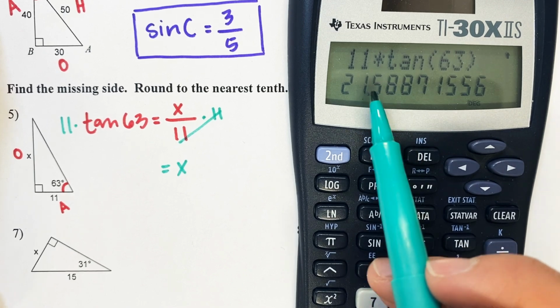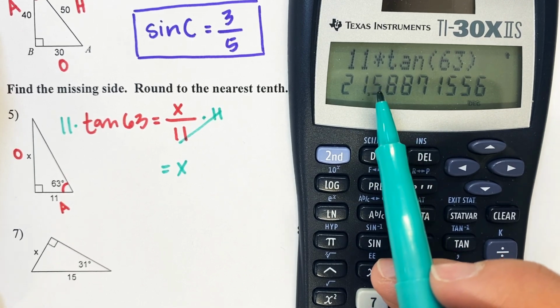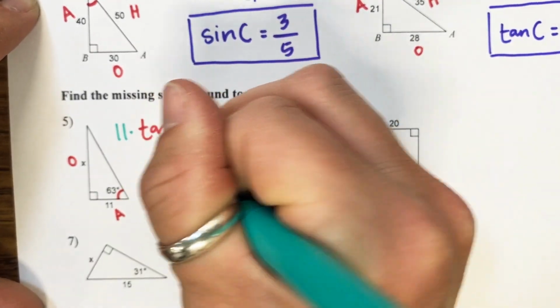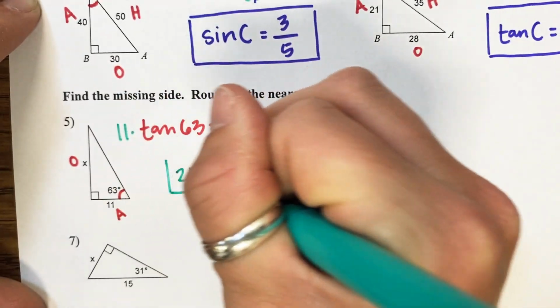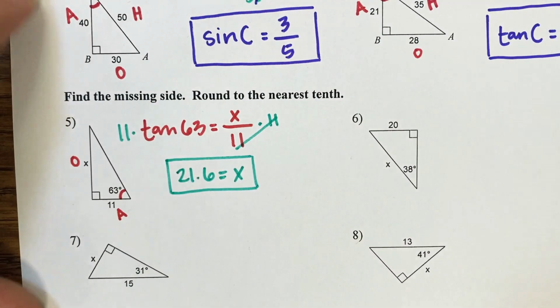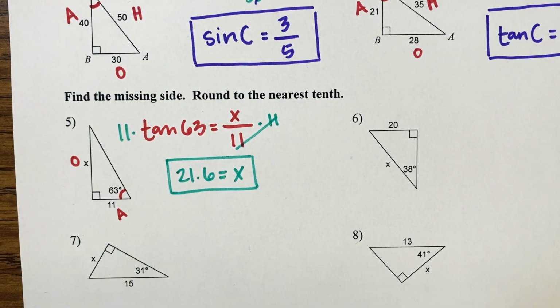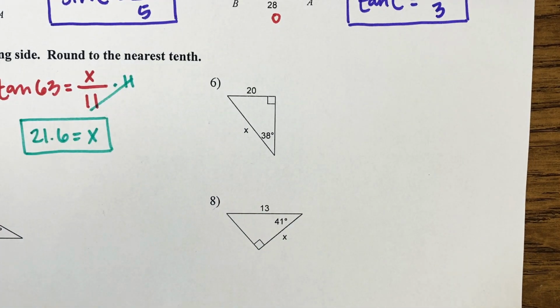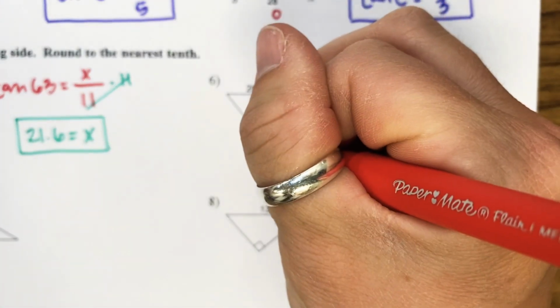I want 1 decimal, so the 8 is going to turn that 5 into a 6. So 21.6. And that was our missing side. Okay, so let's do it again for number 6. So what angle is it giving us? So it's giving us 38.